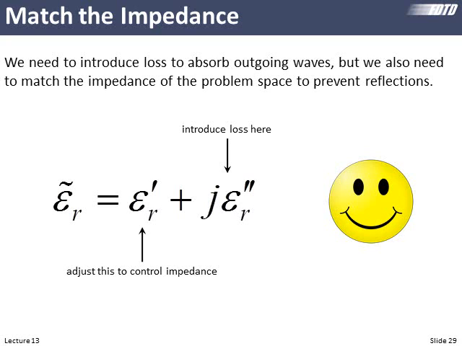That something else is, at the same time as introducing loss, let's adjust something else so we keep the impedance matched. So remember, our permittivity is complex. There's a real and an imaginary part. The imaginary part, when that becomes non-zero, we're starting to introduce loss. Well, we have a second parameter that we can also adjust to help, as we're introducing loss, also keep the impedance matched. So that's the answer. Let's introduce loss, but also keep the impedance matched.